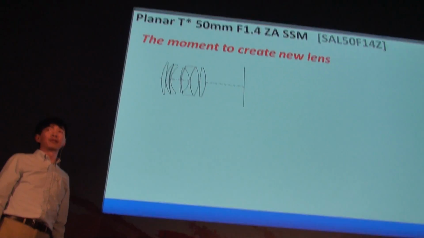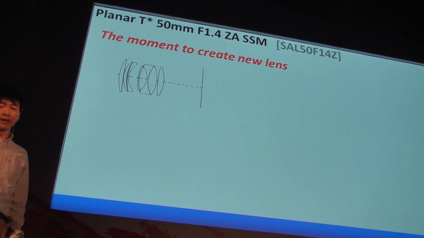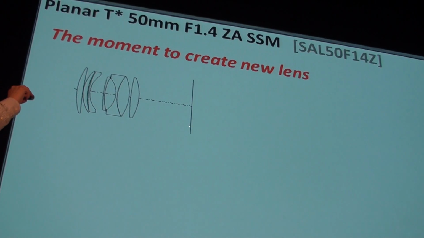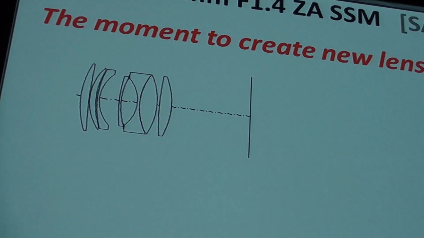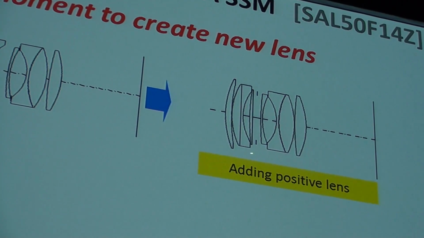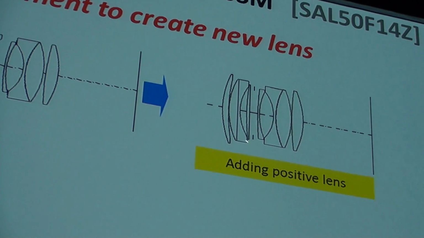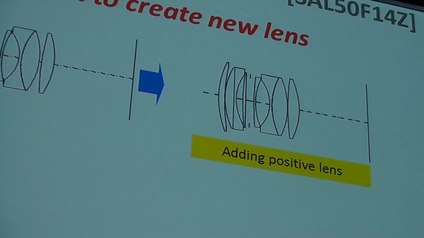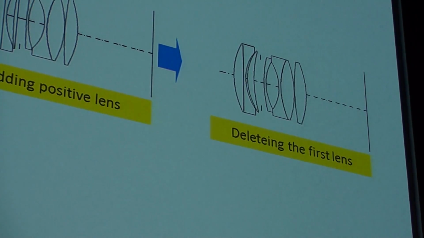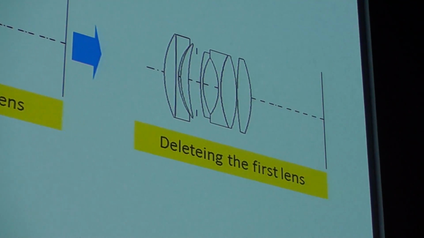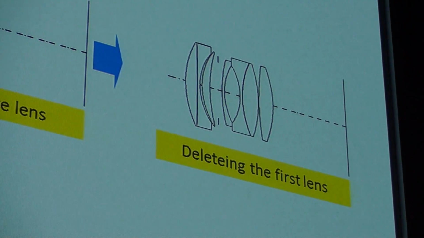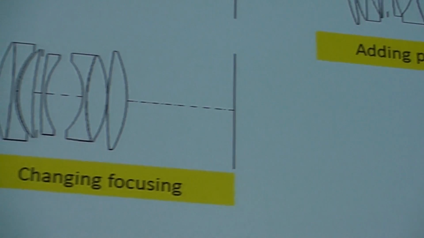When you create a new lens, at first, this is one of the ideas: we add a positive lens in front of the aperture stop. And next, the first lens becomes weak, so we delete the first lens. After that, we change the focusing.